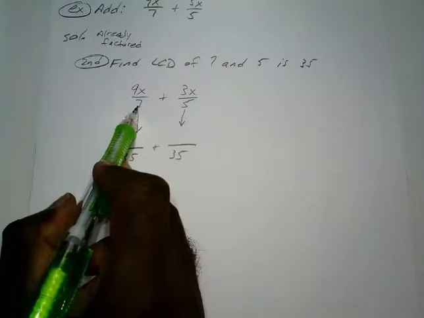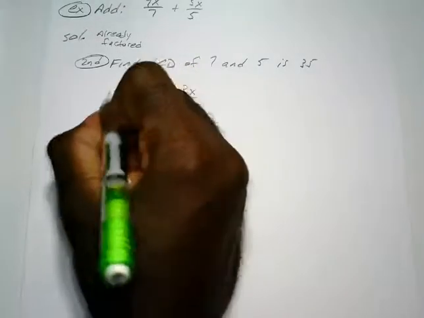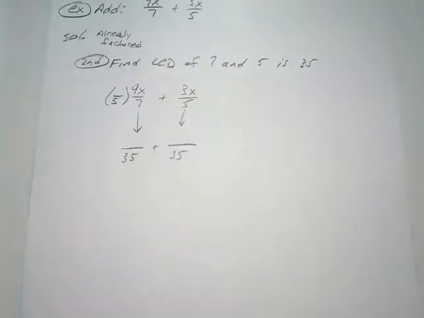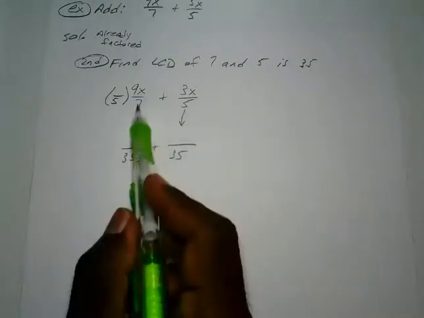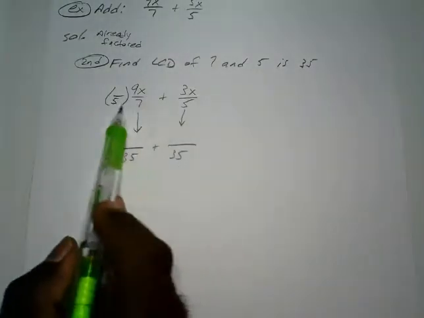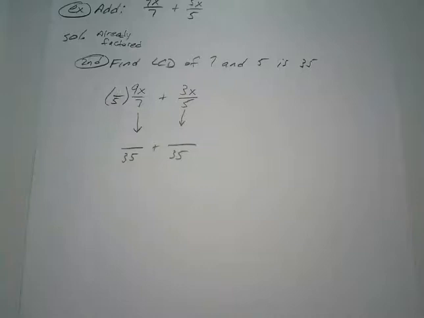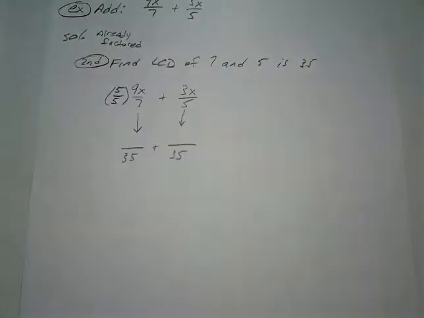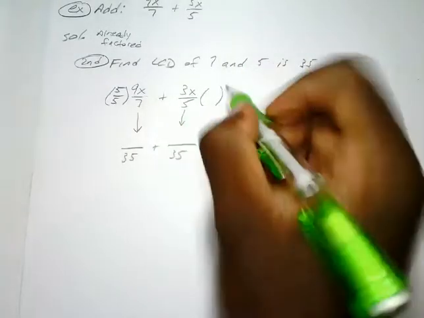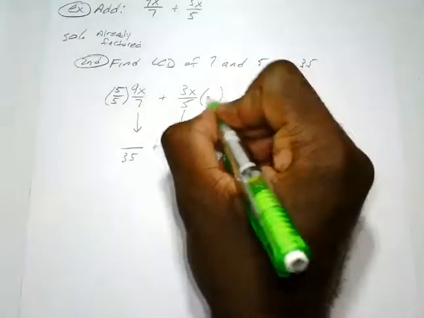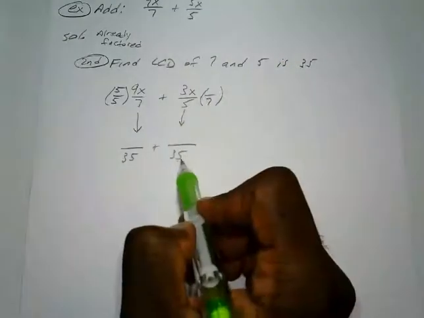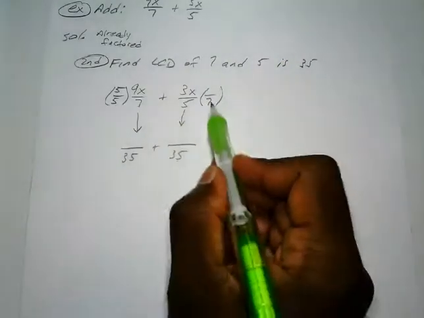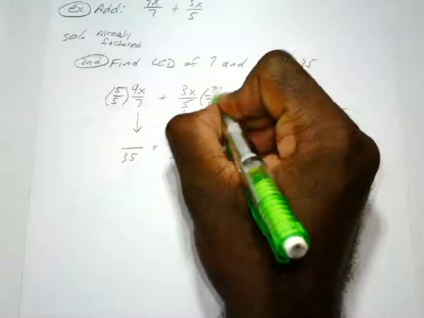All right, so we know that 7 times 5 is 35. So if we multiply 7 times 5, we'll get our 35. But whatever you do to the denominator, you have to do the same thing to the numerator, so you have to multiply that by 5 also. Okay, same thing over here. We know that 5 times 7 is 35. But whatever we do to the denominator, we have to do the same to the numerator. So it's 7.